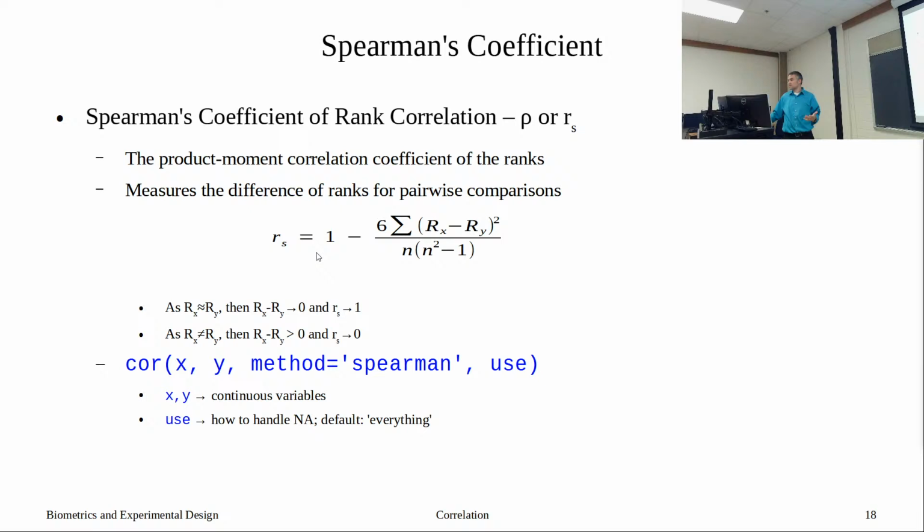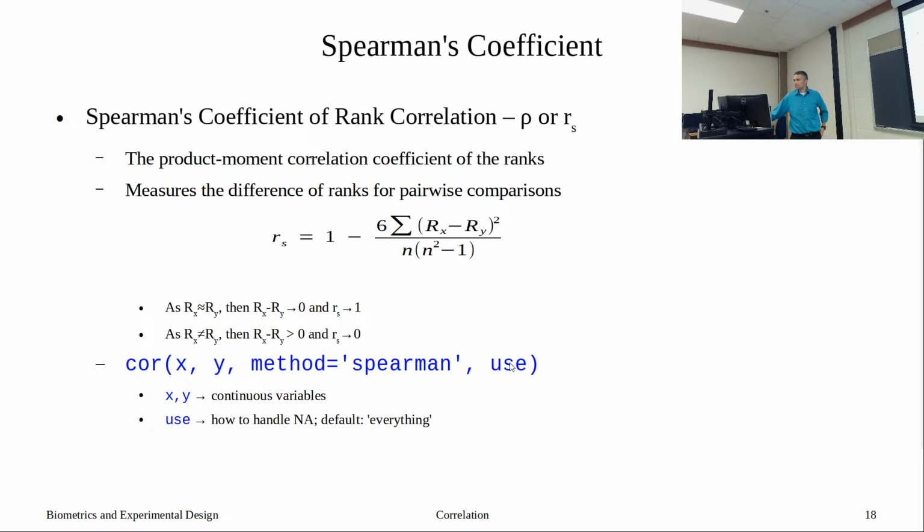As our ranks become different, we increase the value of this side, up to the point where we approach one, bringing us back to zero. So that's what this is trying to explain. Our interpretation of the value is going to stay the same. If it's zero or close to zero, there's no correlation. The closer it is to plus or minus one, the more highly correlated it is. For this one, all we have to do is change our method to Spearman. Works like a charm. And again, don't forget, we might have to use complete obs to get rid of our missing data.